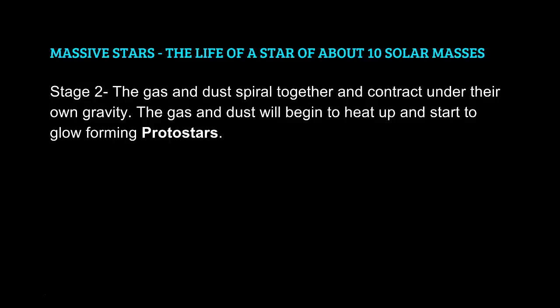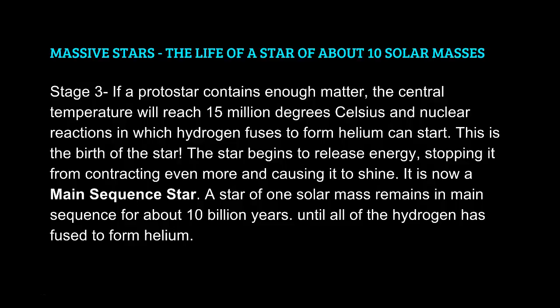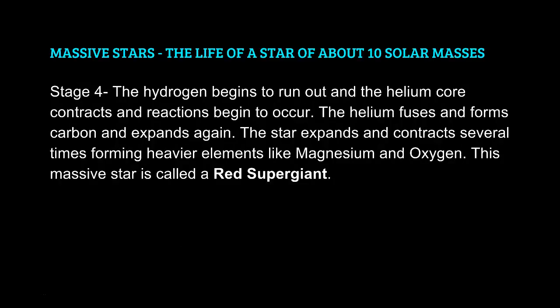Massive stars start the same way. You begin with the nebula, and then it forms a protostar, and then it forms a main sequence star, exactly like an average star. However, they're large. So whenever they start running out of fuel, then they become the red supergiants. An interesting difference here is they tend to expand and contract several times, and they begin generating heavier elements like the alkaline earth metal magnesium and oxygen, the non-metal.